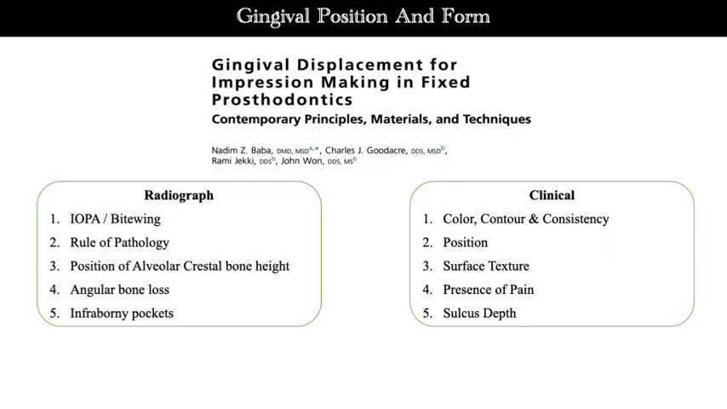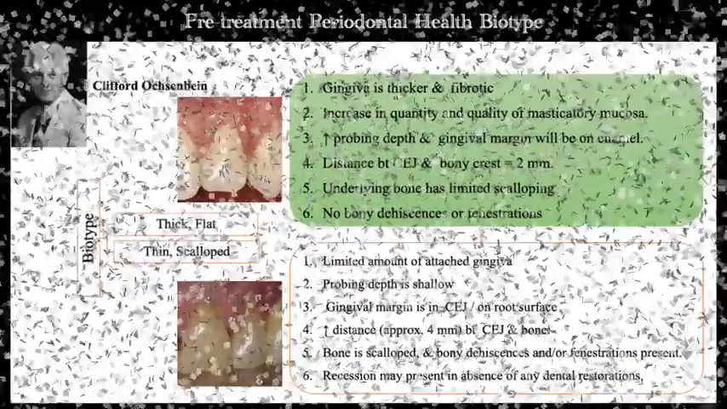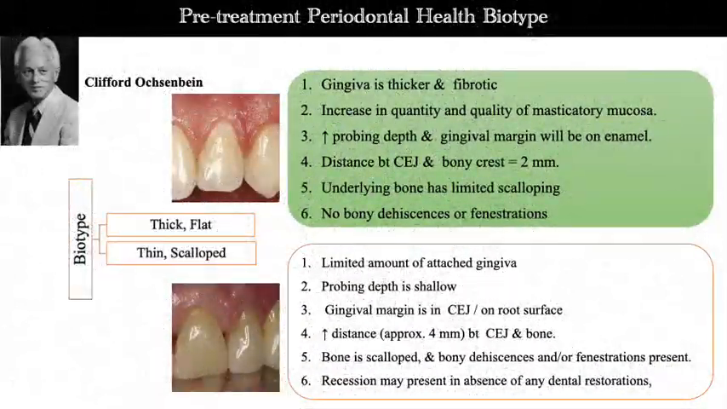The position and form of the gingiva should also be taken into consideration while selecting a gingival displacement method. That would be done both radiographically as well as based on clinical examination. Now, the most important part when we choose a gingival displacement method is that it should be based on a concept called gingival biotype, or pre-treatment periodontal health biotype should be considered.